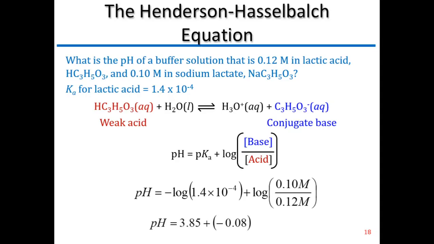Now all we have to do is plug those numbers into our calculator, and that will spit out the pH. So here the pKa will be 3.85, plus the log of base over acid, which becomes minus 0.08. Just totaling that up, we get a pH of 3.77. So our Henderson-Hasselbalch equation allows us to calculate the pH of a buffer solution. It also allows us to calculate the ratio of base to acid that we need to prepare a certain buffer solution.